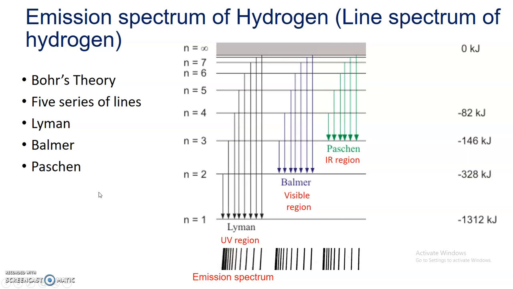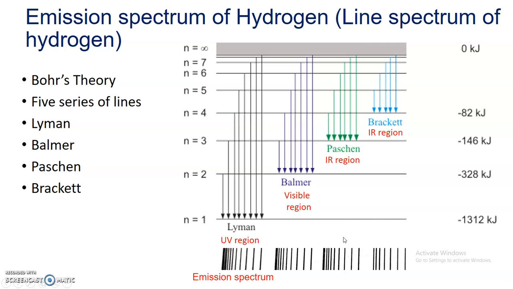Now the third series is the Paschen series. Similarly, in the case of the Paschen series, the lines appear when the electron jumps from n = 4, 5, 6, 7 to n = 3. And these Paschen series lines appear in the infrared region.